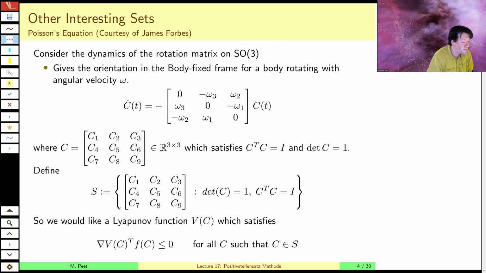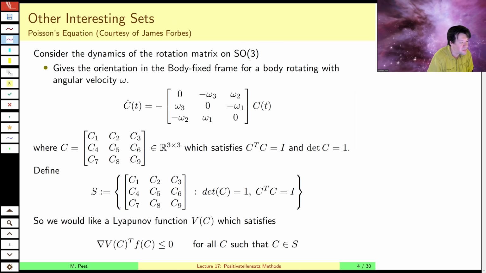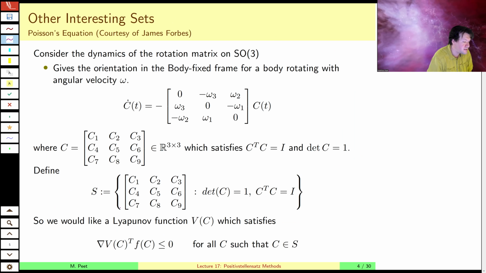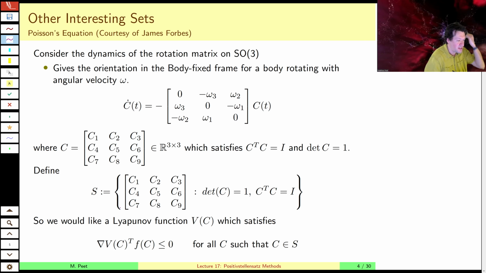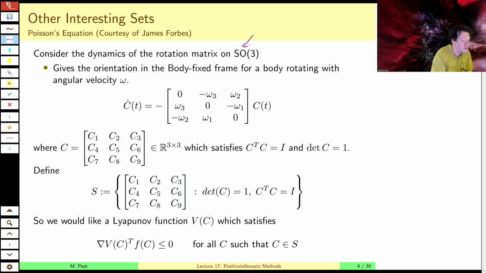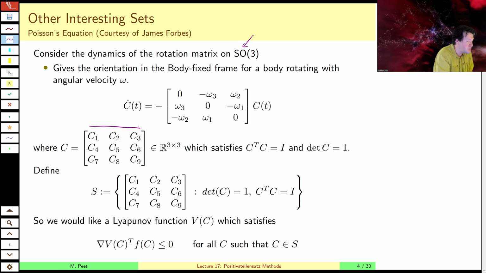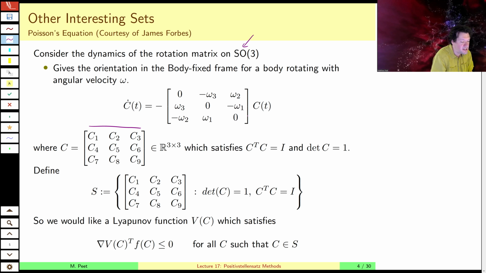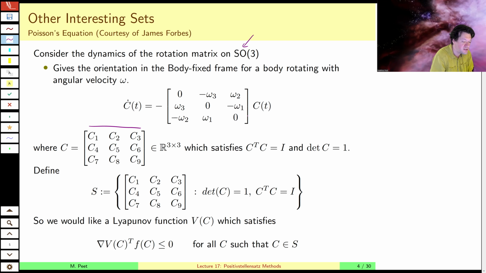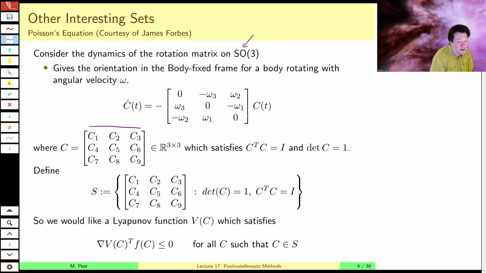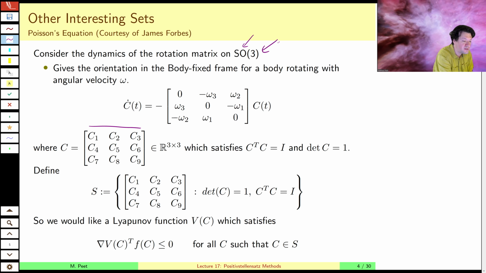Here's a nice example that was forwarded to me by James Forbes at Michigan. It's a matrix-valued differential equation, the dynamics of a rotation matrix, so that's interesting. In spacecraft dynamics, this is on SO(3), the special orthogonal group. It has 9 variables in it, because these are the rotation matrices. But it has a constraint: these are the dynamics, but it has to be stable only on the set of rotation matrices. So how do you quantify rotation matrices? This is an interesting example of an algebraic set.